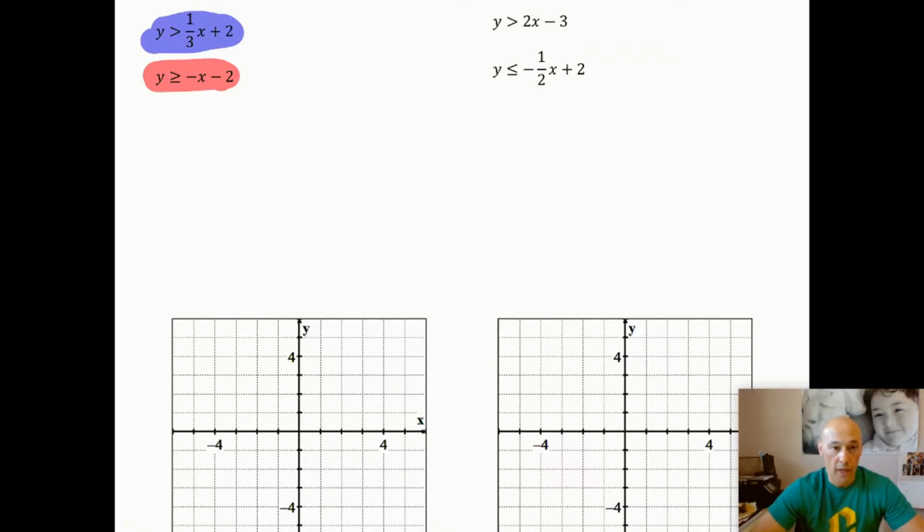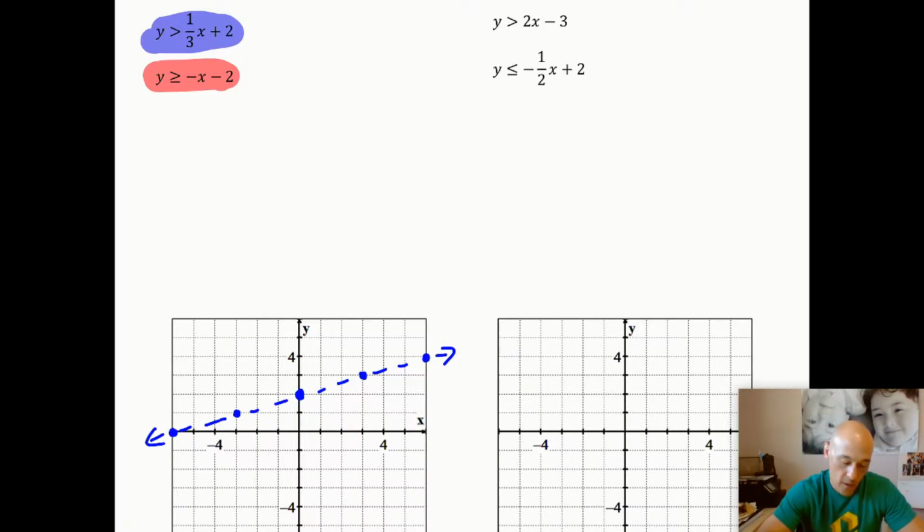The blue inequality there has a y-intercept of 2, right there, and a slope of 1/3. So that means go up 1 and to the right 3, up 1 and to the right 3, or down 1 and to the left 3, down 1 and to the left 3. And because there's no equal sign there, it's going to be a dotted line for the whole thing.